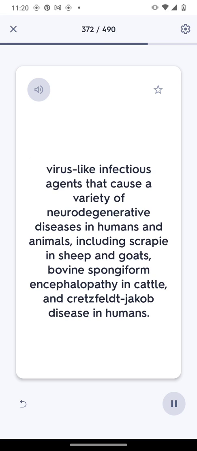Prion. Virus-like infectious agents that cause a variety of neurodegenerative diseases in humans and animals, including scrapie in sheep and goats, bovine spongiform encephalopathy in cattle, and Creutzfeldt-Jakob disease in humans.